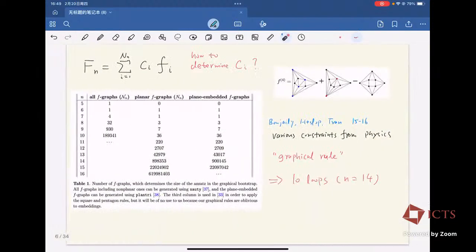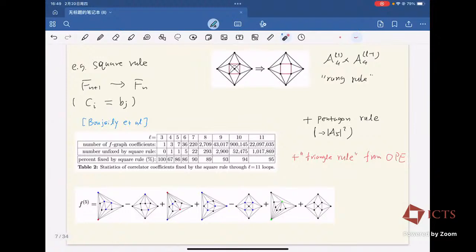Like at 4 loops, there are 3 F graphs with coefficients 1, 1, minus 1. This last one has no numerator. It's actually a graph of 5 to the 4, right? It's all valency 4. And the first 2 graphs have numerators. And at 5 loops or 9 points, you have 7 graphs, and their coefficients are still plus or minus 1.